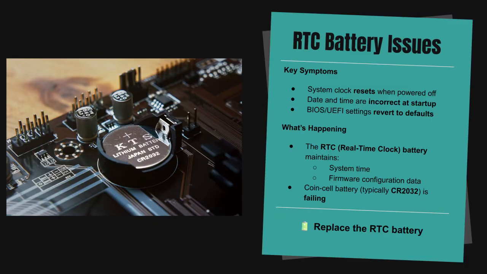Next, there's date and time problems, or RTC battery issues. If a system loses time or resets firmware settings when powered off, the RTC battery is likely failing. This coin cell battery maintains system time and firmware configuration data. Replacement is the correct fix.